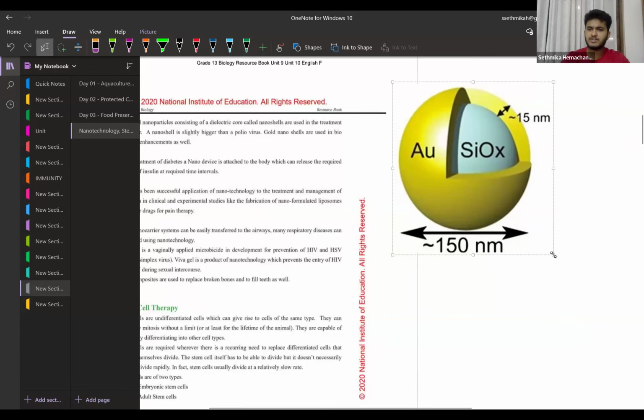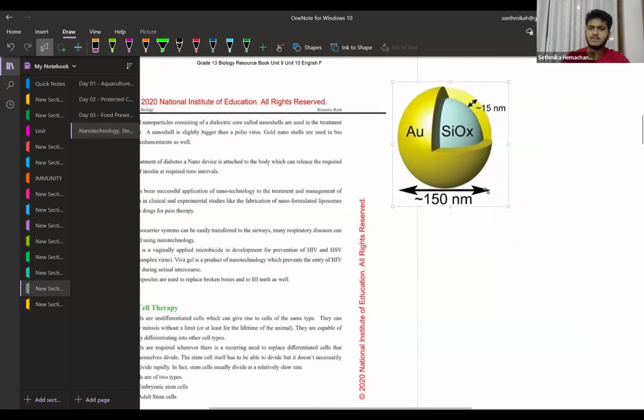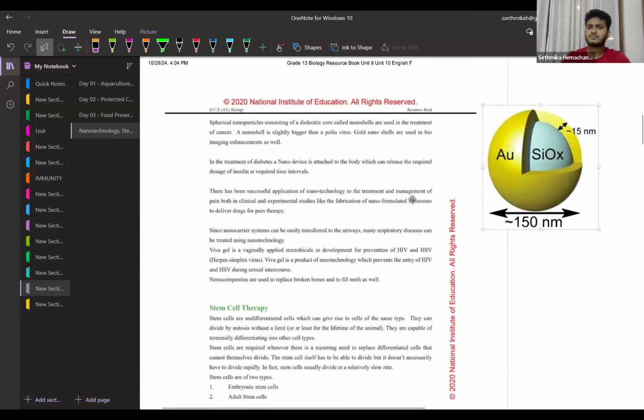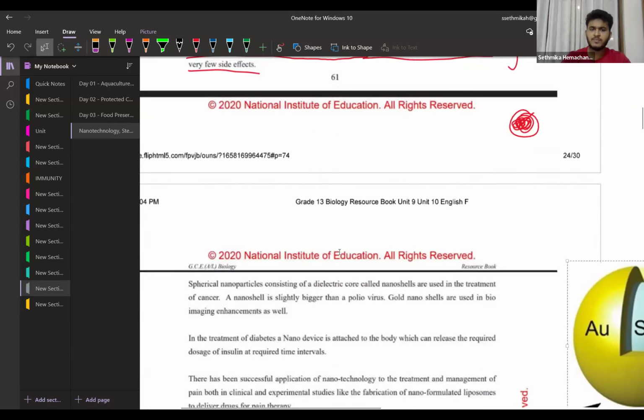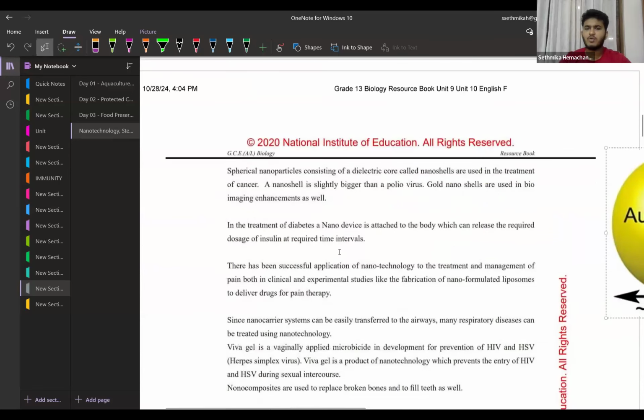So basically, the dielectric core like silicon dioxide is covered by something like gold to form a nanoshell that can also treat cancers, right? A nanoshell is slightly bigger than a poliovirus. Gold nanoshells are used in bioimaging enhancements as well, which basically enhance the microscopic images taken by electron microscopes and so on, right?